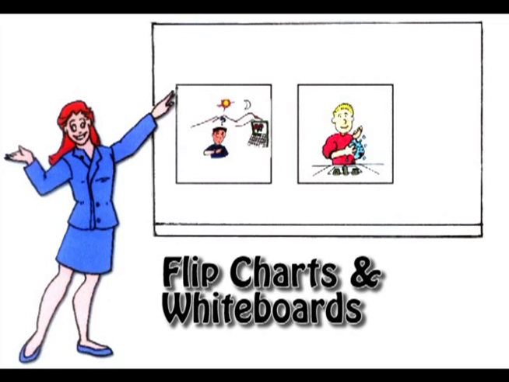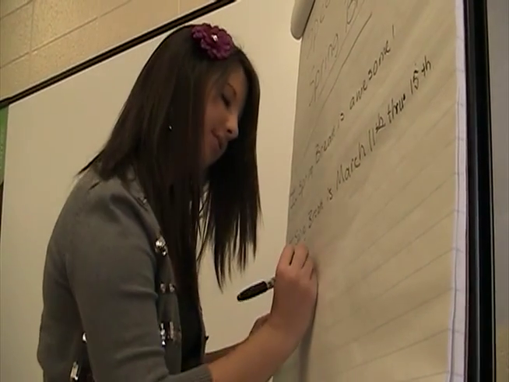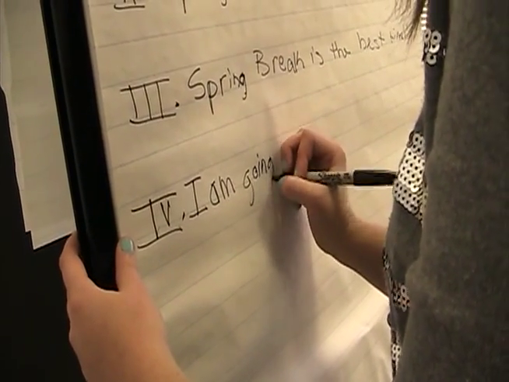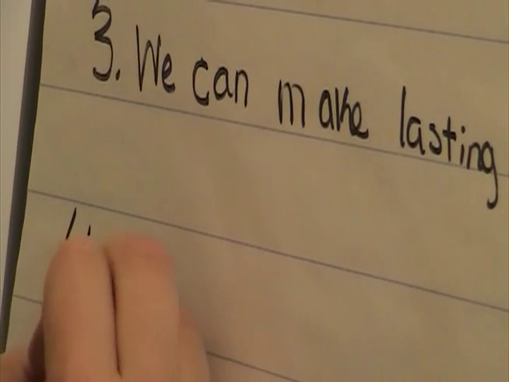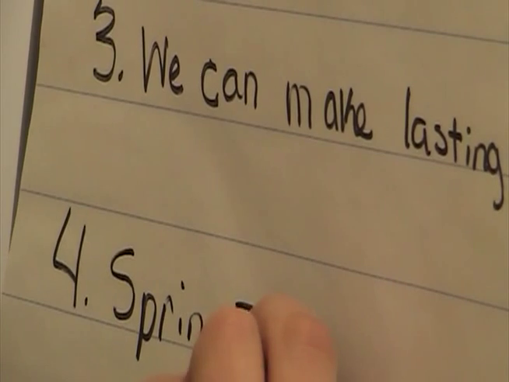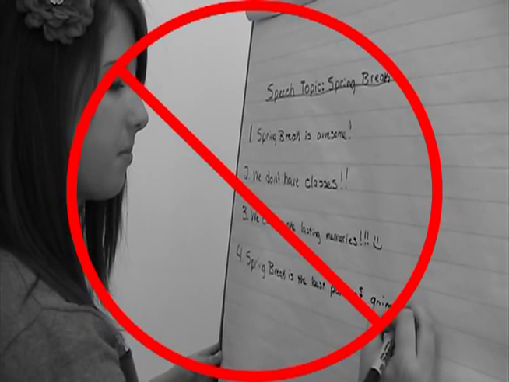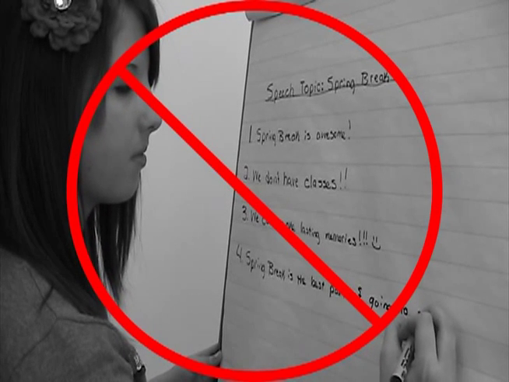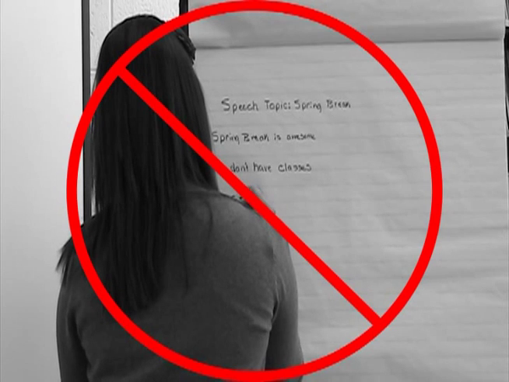Flip charts and whiteboards. These are normally seen as low-cost and low-technology methods of providing visual aids, but also get audience interaction and immediate feedback. Brainstorming, creating lists, and providing real-time examples are perfectly displayed on flip charts and whiteboards. However, speakers need to practice writing legibly and large enough for the audience to see the text. And be careful about turning your back to the audience too much.